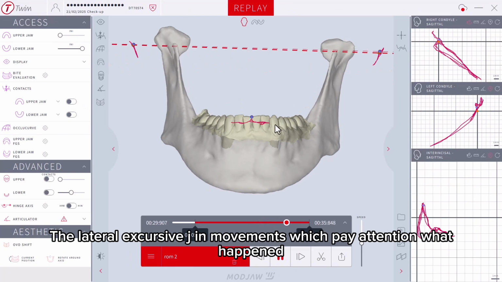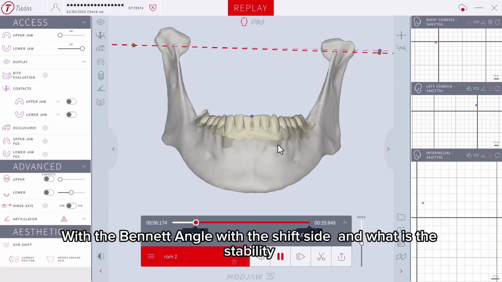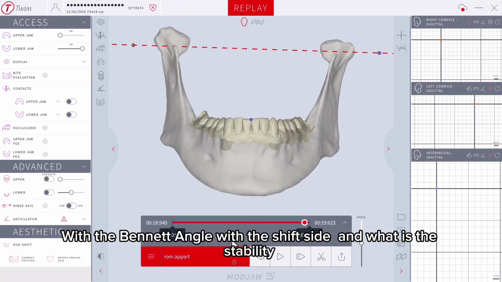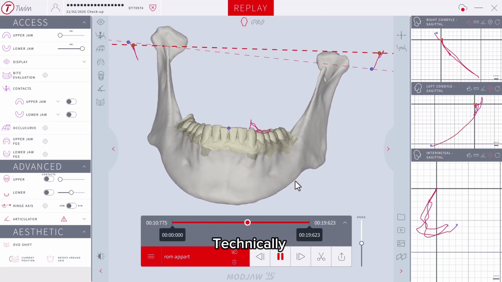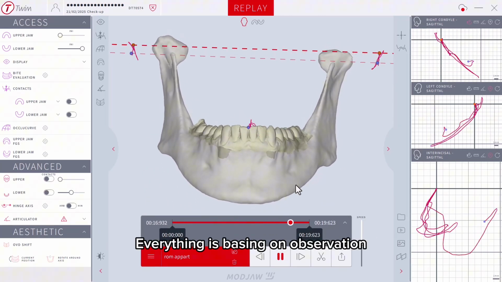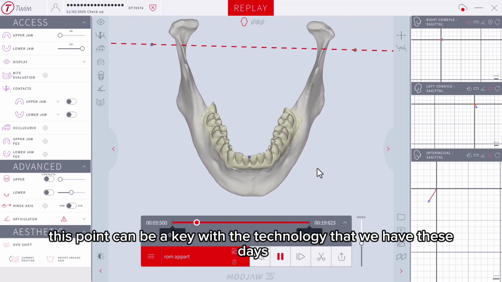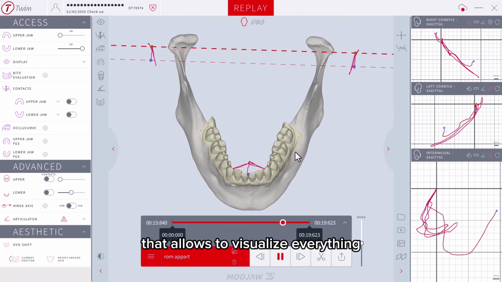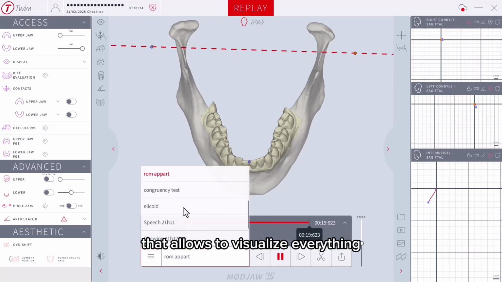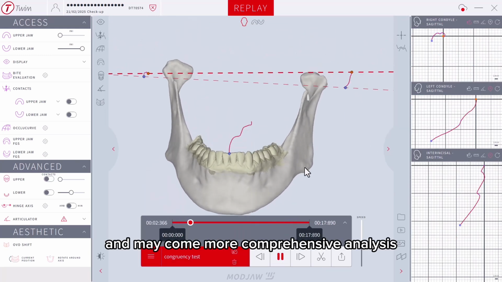We pay attention to what happens with the bending angle on the chief side and what the stability is. We don't make any mathematical calculations. Technically, everything is based on observation. What I think can be key at this point is the technology we have these days, which allows us to visualize everything and make a more comprehensive analysis.